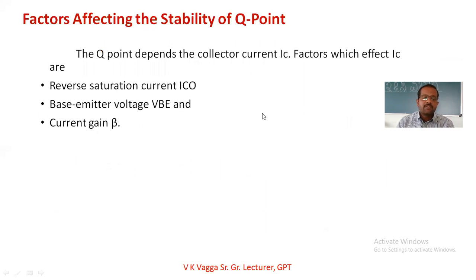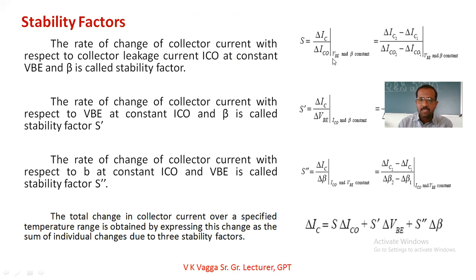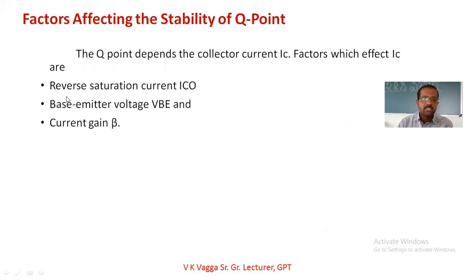Now the factors affecting the stability factors. The Q point depends on the collector current IC. The factors which affect IC are the reverse saturation current ICO, the base emitter voltage VBE, and the current gain beta. These are the factors which affect the stability factor, as seen in the formula, with ICO, with VBE, and with beta.